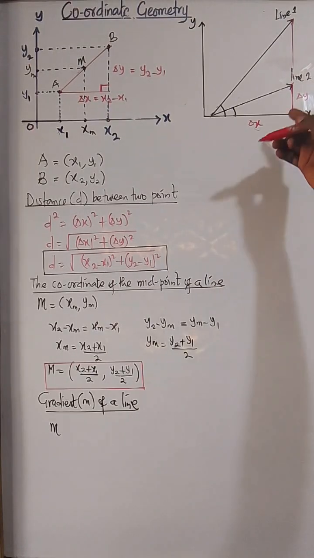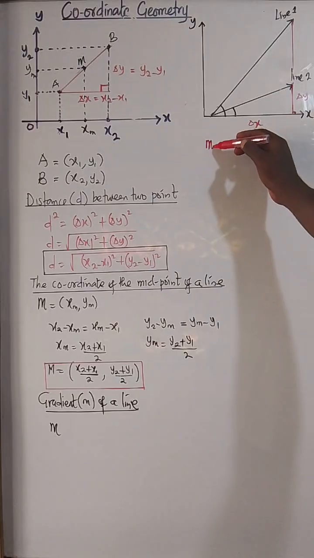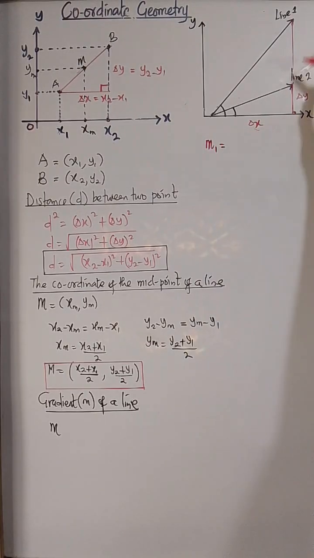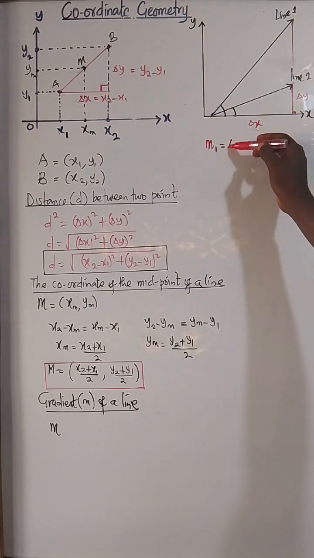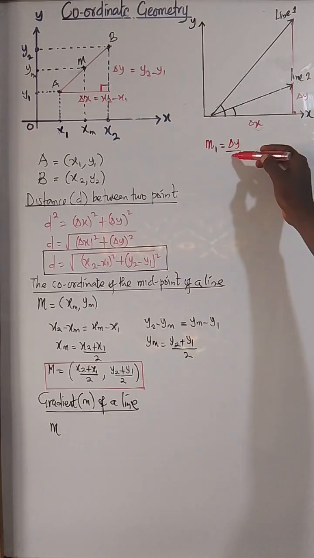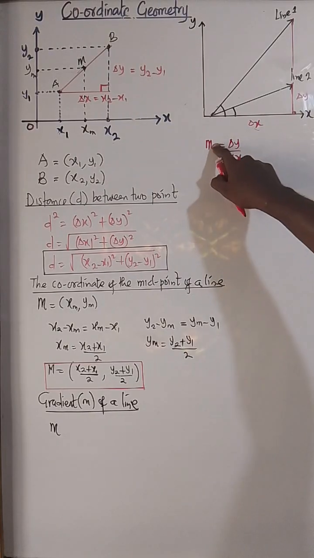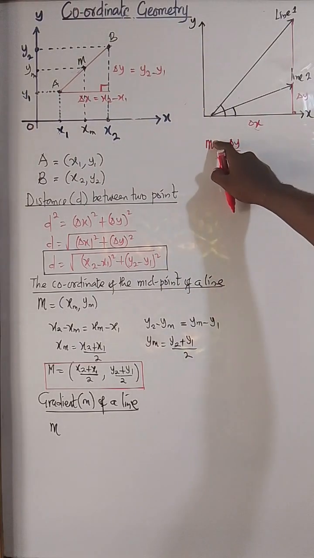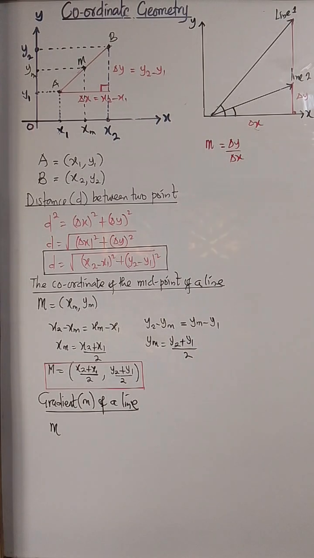So in this case, for line 1, the gradient, let me call it m1, equals the change in the y-axis over the change in what? The x-axis. So that is what it is in general: change in vertical axis over change in horizontal axis. So we can come back here and write the formula of gradient there.